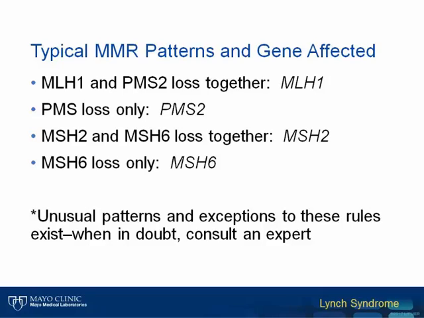On the other hand, when PMS2 or MSH6 loss are seen alone, this usually indicates a germline mutation in the gene. Less commonly, somatic mutations in that gene are present, so it is important that such patients are managed by a medical geneticist to determine appropriate follow-up testing. Also note that unusual patterns outside of those listed occur. If you are uncertain of the implications of the pattern you are seeing, seek the help of an expert.